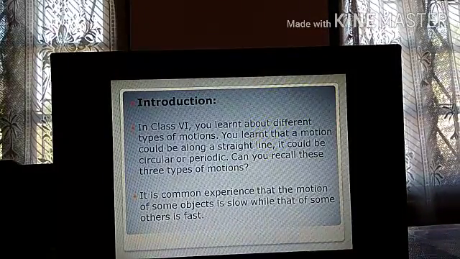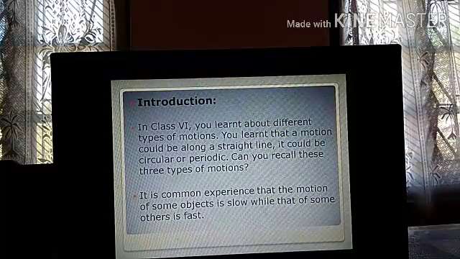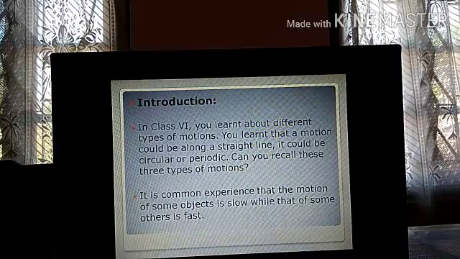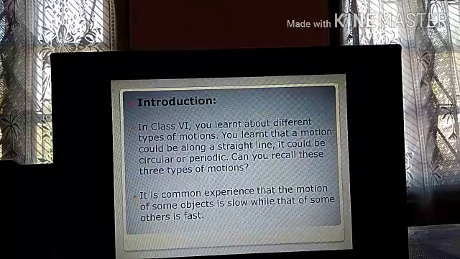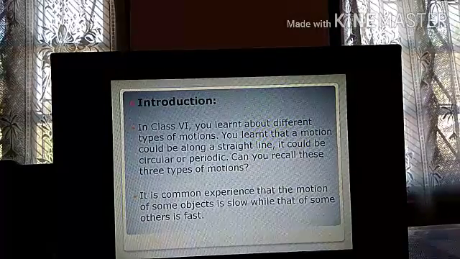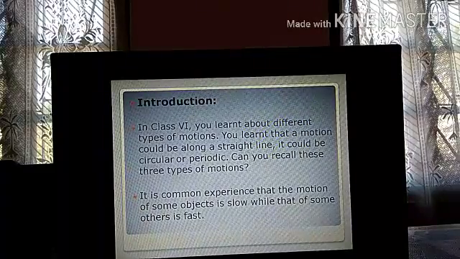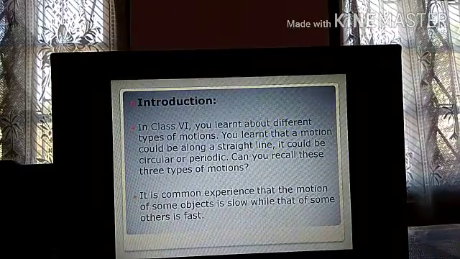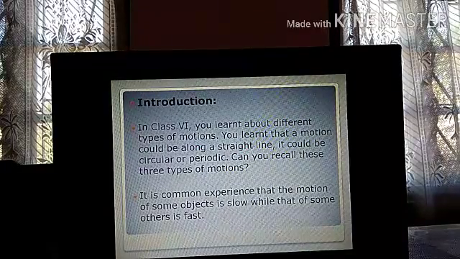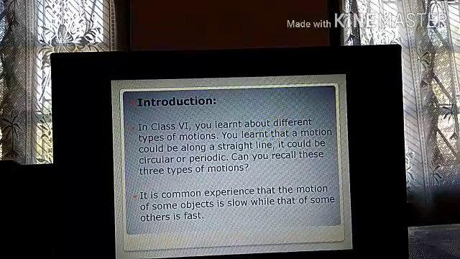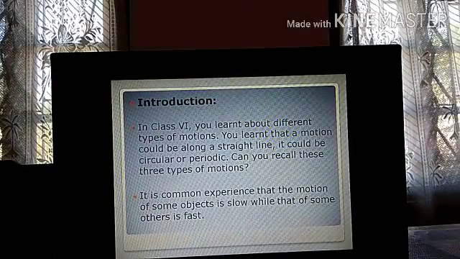So you also learned that a motion could be along a straight line. Straight line motion means when you are walking on the road, suppose you're going on a straight line, so that is motion on a straight line, or a car is going straight, that is also motion along a straight line. Then it could be circular motion. Circular motion, suppose motion of a swing, or motion of a merry-go-round basically. So merry-go-round you have seen in fairs, how a merry-go-round moves. It moves in a circular way. Or movement of a fan, fan can also be a circular motion.